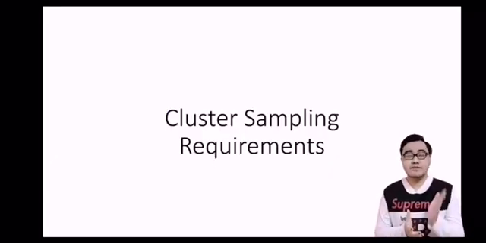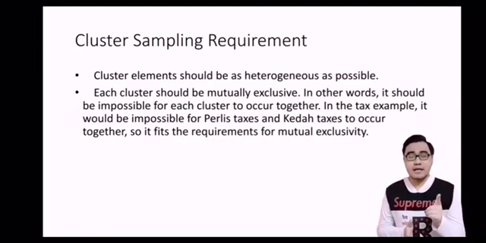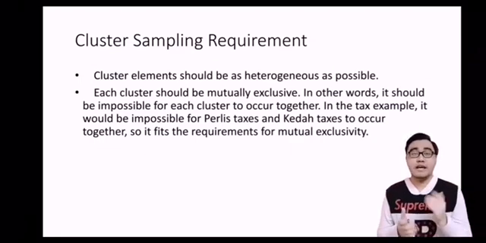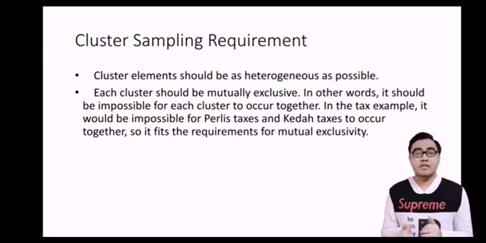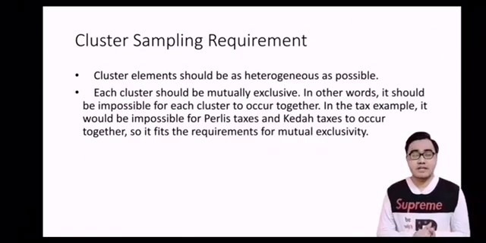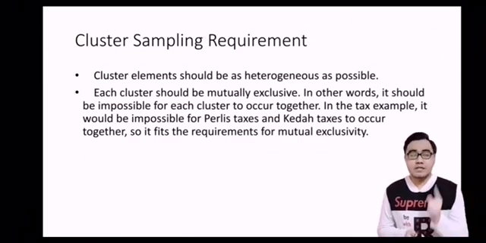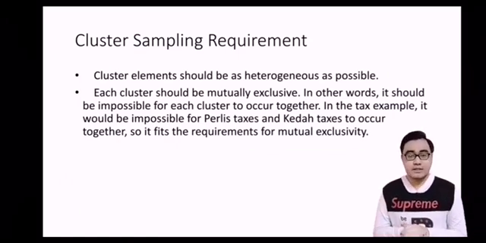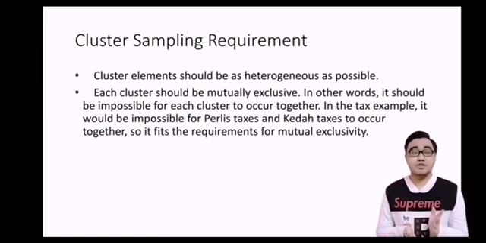Now we move to the requirements for cluster sampling. Cluster elements should be as heterogeneous as possible. Each cluster should be mutually exclusive. In other words, it should be impossible for each cluster to occur together. In the text example, it would be impossible for Perlis, Texas and Kedah, Texas to occur together, so it fits the requirement for mutual exclusivity.